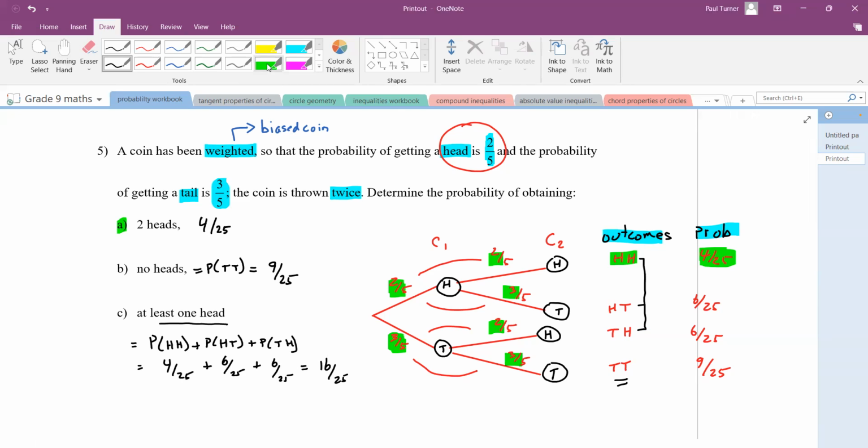So those are your 3 answers. 4 out of 25 for 2 heads, 9 out of 25 for no heads, and 16 out of 25 for at least 1 head.